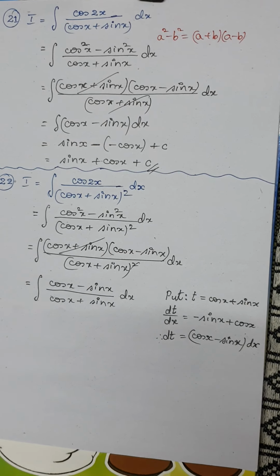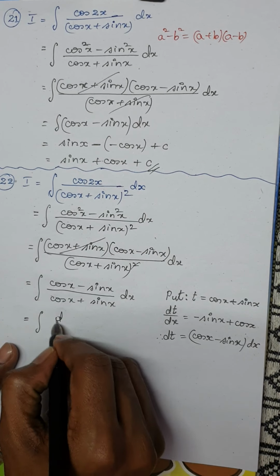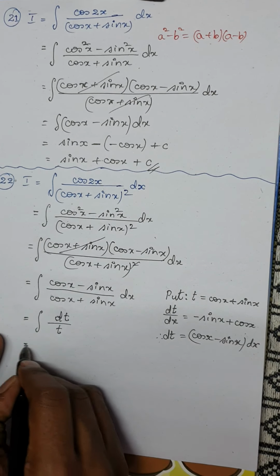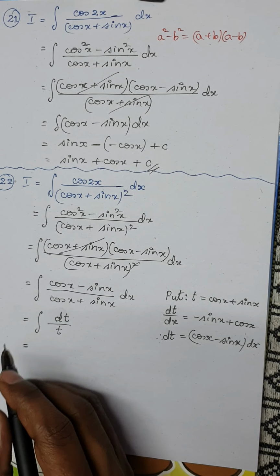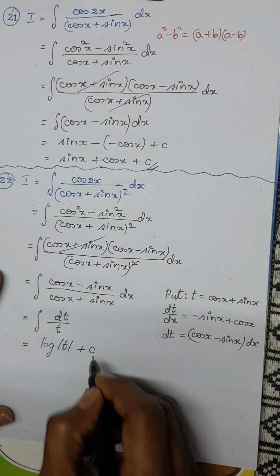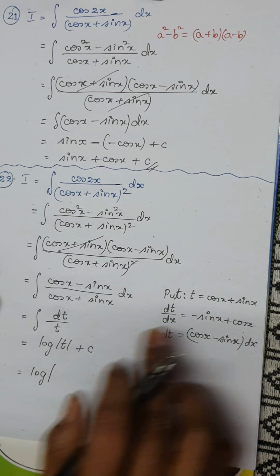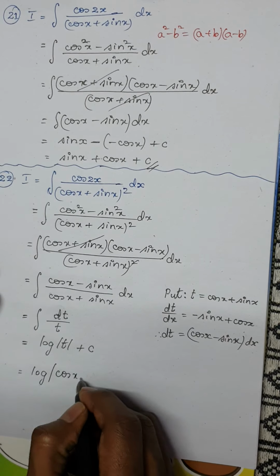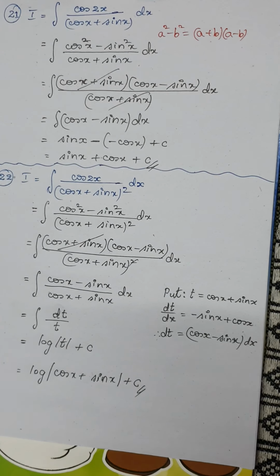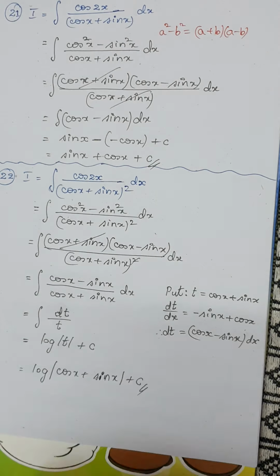See what happens to the integral now. This is nothing but the integral of, so (cos x minus sin x) dx can be written as dt, divided by cos x plus sin x, which is actually t. Now this will reduce to dt by t. We know the integral of dt by t is log of mod t plus c, which is a constant. This is nothing but log of mod, substituting back for t, (cos x plus sin x) plus c, which is the constant of integration. So this is the final answer for the given integral.